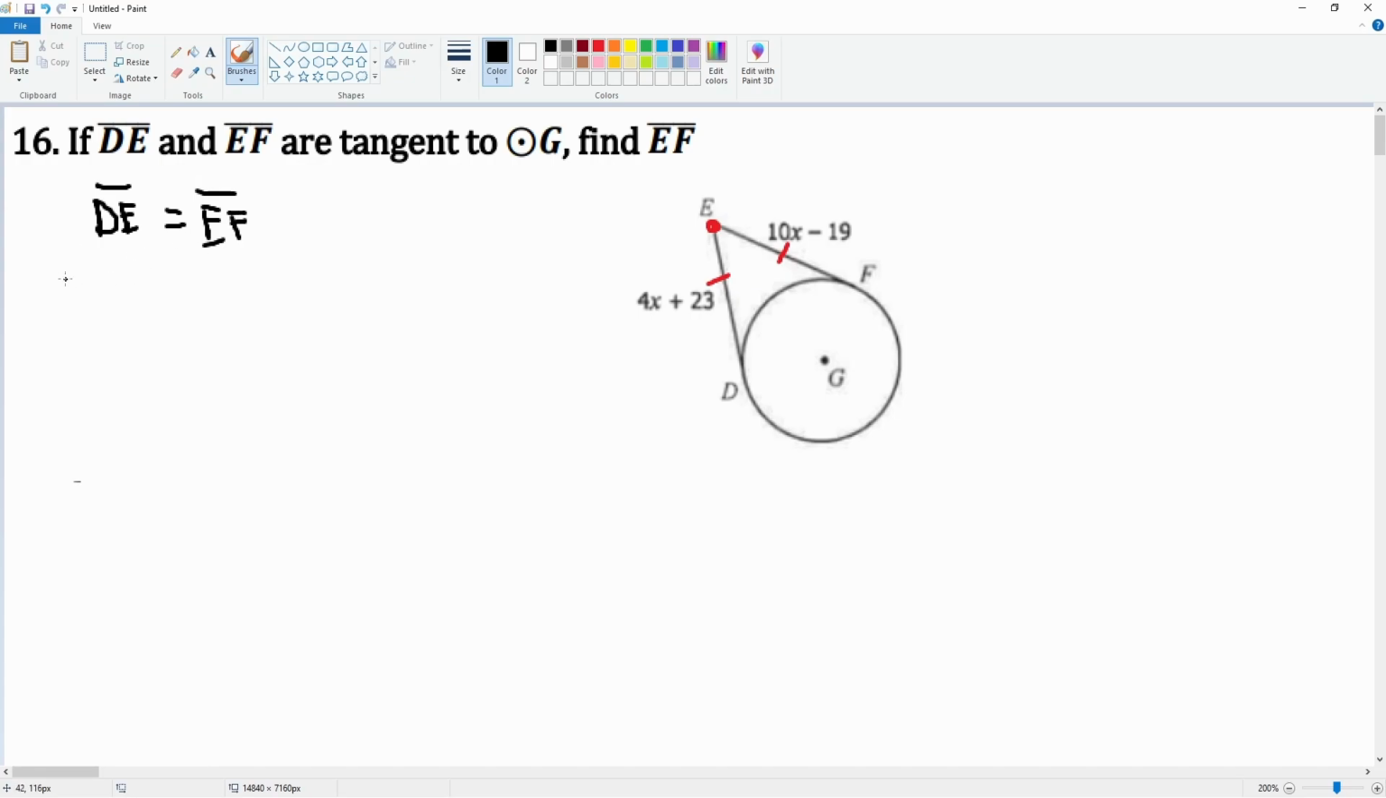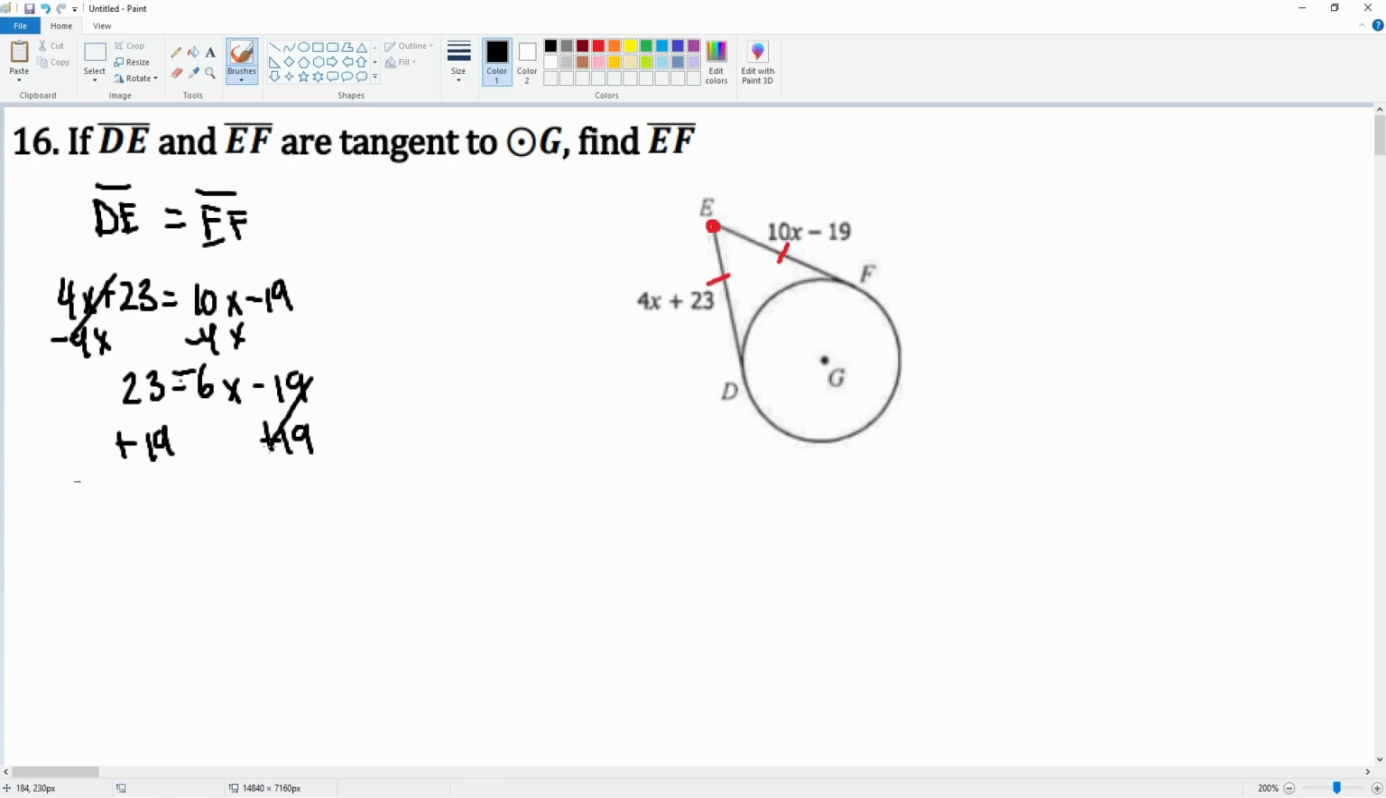Right? So we now can make the substitution: x plus 23 for line DE and 10x minus 19 for line EF. Subtract 4x from both sides. This cancels, leaving you with 23 is equal to 6x minus 19. We have one variable alone. Now add 19 to both sides. This cancels.